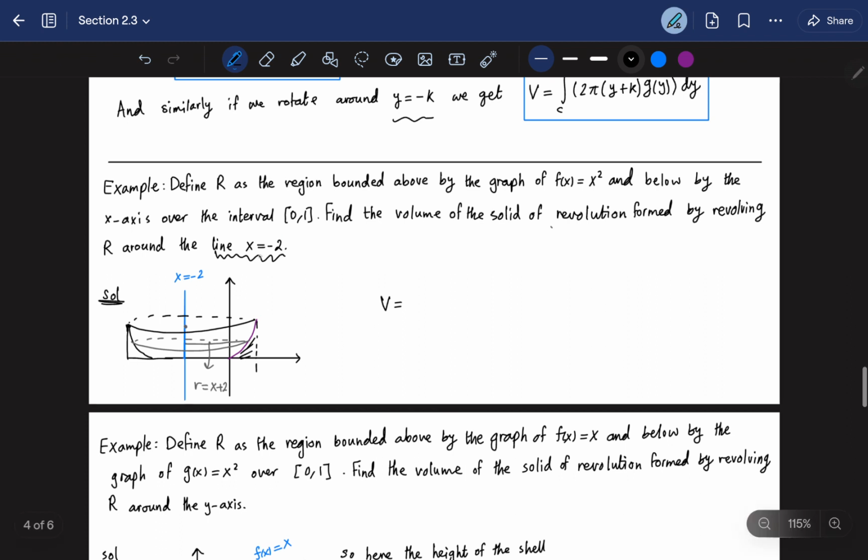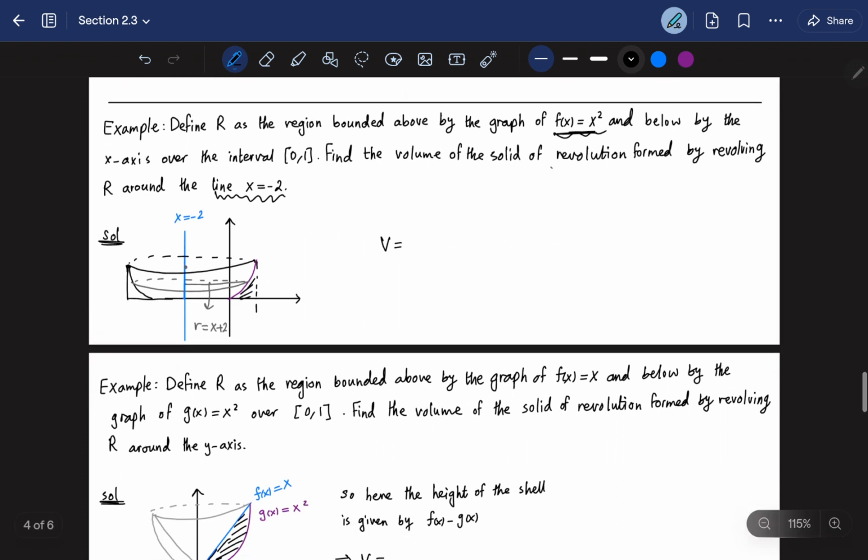Okay, so although this line is x equals negative 2, that does not mean that I'm revolving around something in terms of x, because here the line x equals negative 2 is perpendicular to your x-axis, which is the variable that you have. So whenever you have a line perpendicular to the axes that you're trying to evaluate your function at, you need to use cylindrical shells. Okay, so let's look here. I have my function x squared from 0 to 1. If you try to revolve it around this line, you're going to get something kind of like this.